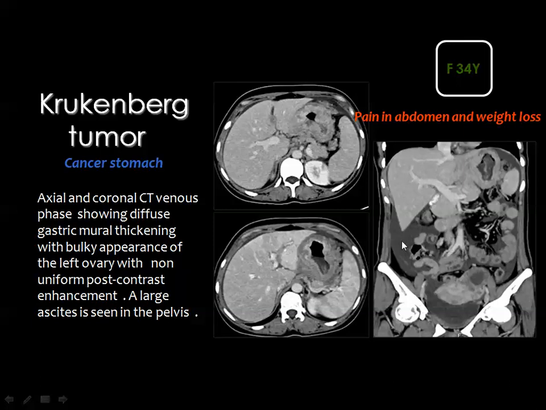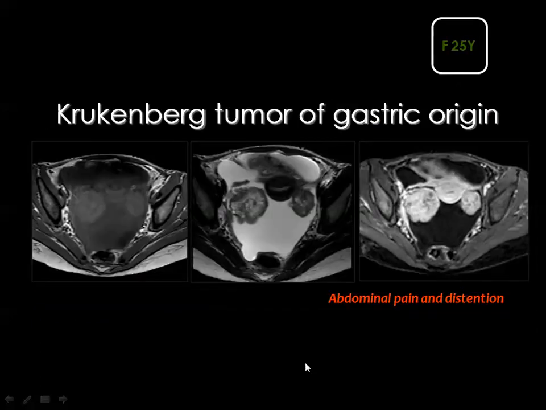You can also easily see the presence of ascites. And this is the classic appearance of Krukenberg tumor: bilateral ovarian masses, and these masses are almost solid.